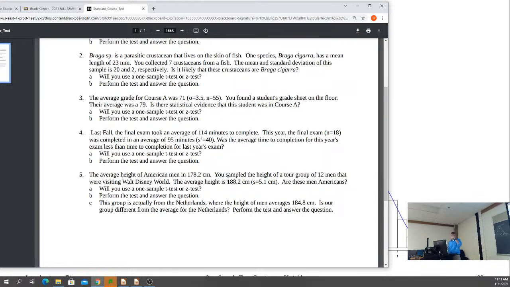Question 3: we have an average grade for a course, and then we find one paper on the floor with an average. So is this a z-test or a t-test? T-test. Did you say t-test? Why a t-test?